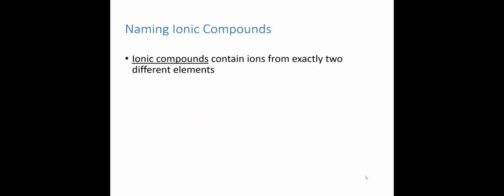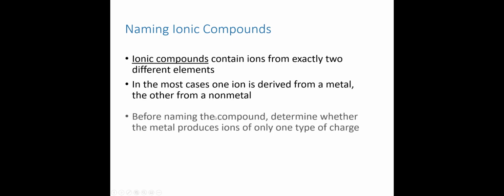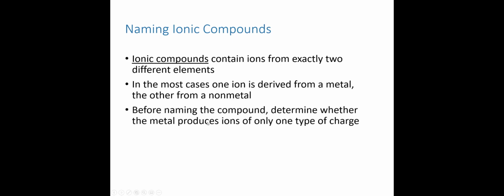So now let's take a look at nomenclature, which means the naming of these compounds. Now, we have already seen that in many of these cases, one of the ions comes from a metal and the other comes from a nonmetal. But before we try to name the compound, we have to ask ourselves a question, and this is something we haven't dealt with just yet. We have to see if the metal produces only one type of charge.